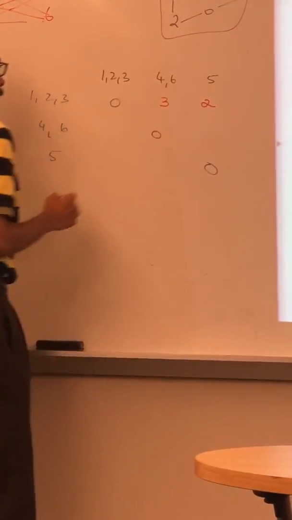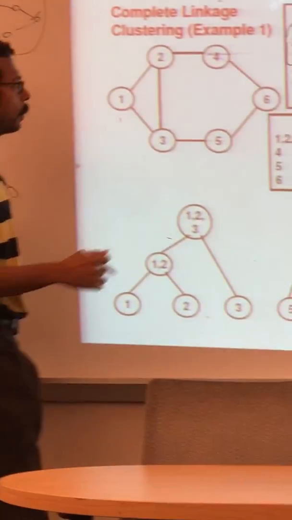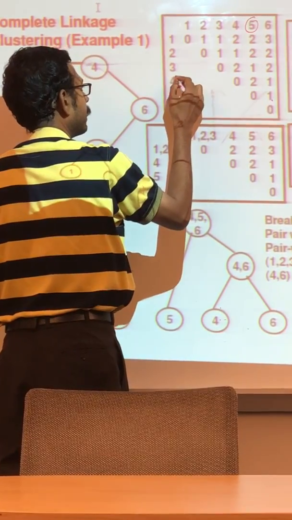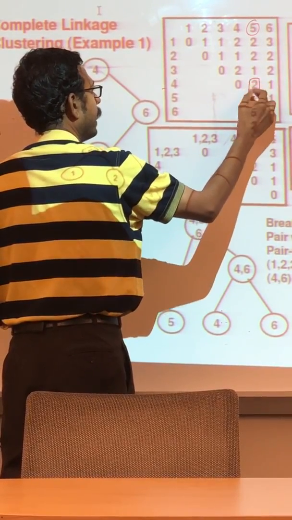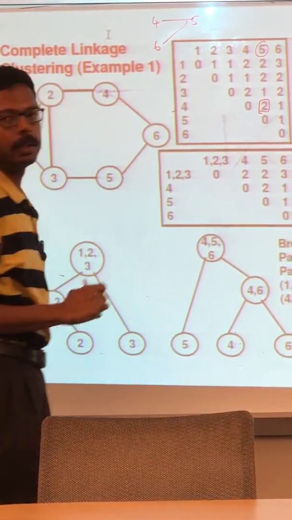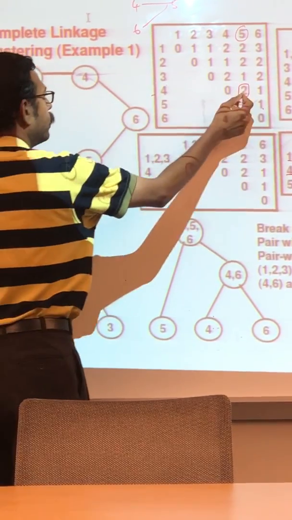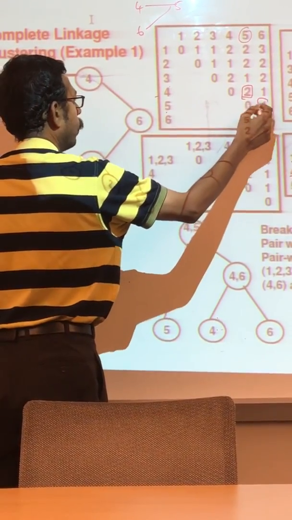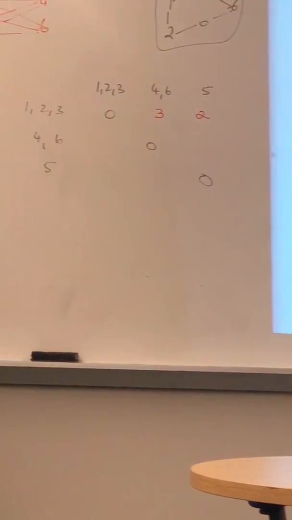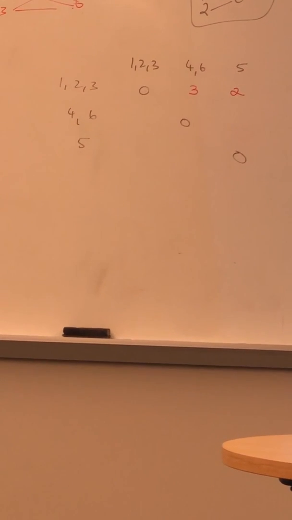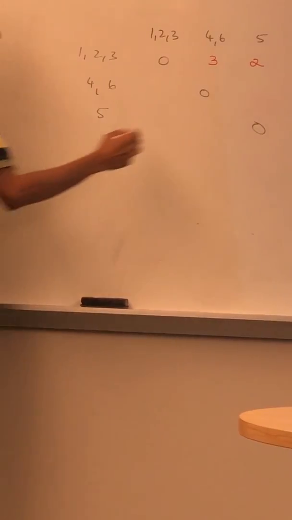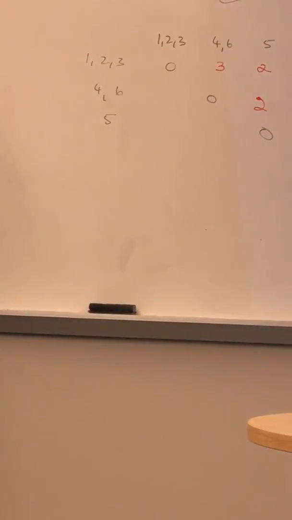Now 4, 6 with 5. So how to decide that? So 4, 6 with 5. So pick up 5 and 4 and 6. So 4 with 5 is 2. So you need 4, 5 and 5, 6. So 4, 5 is 2. 5, 6 is 1. So you need to pick the maximum of 2 and 1. Is that clear? 4, 6 with 5. So 4, 5 and 5, 6. So the maximum is 2. Right?